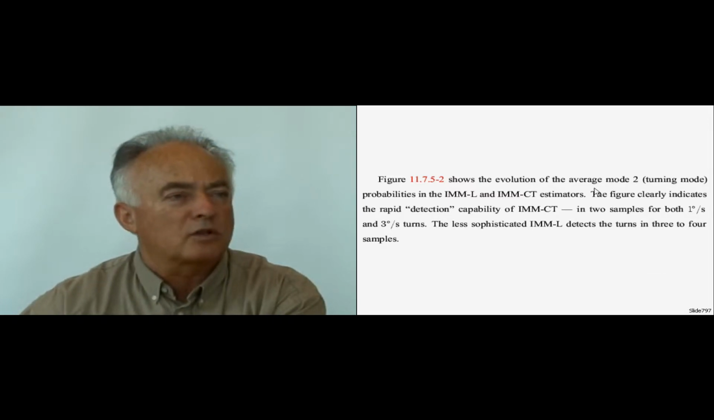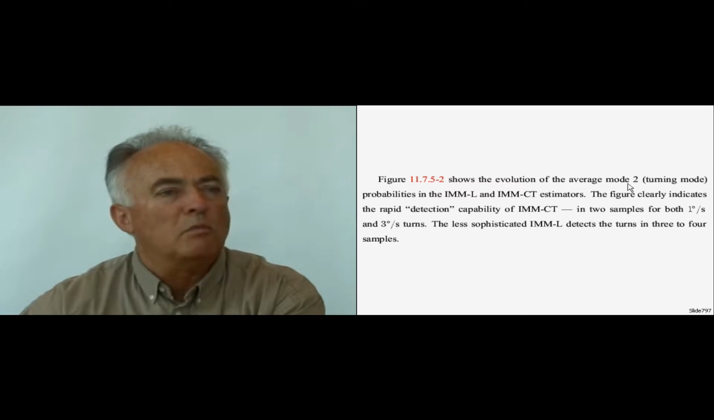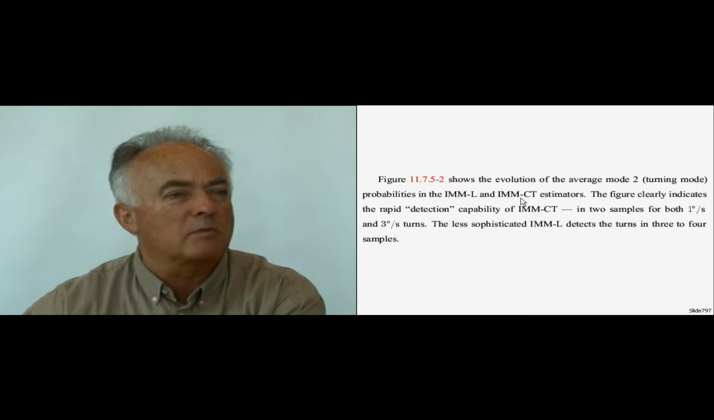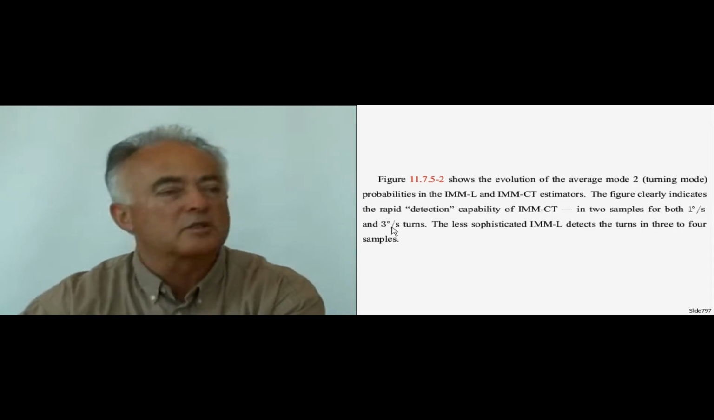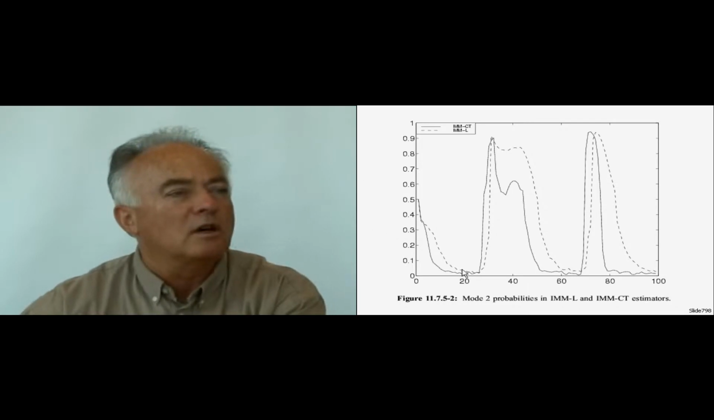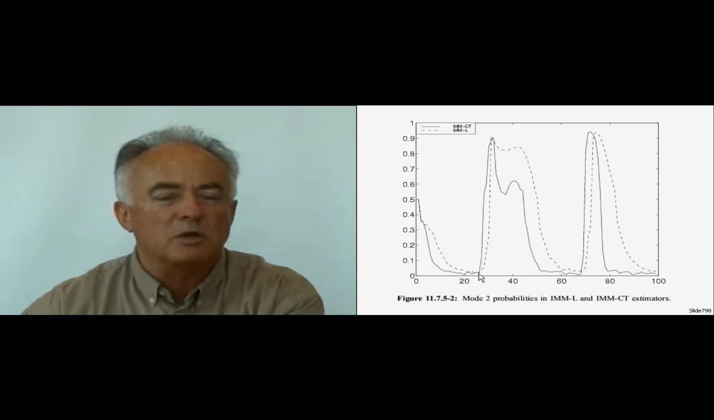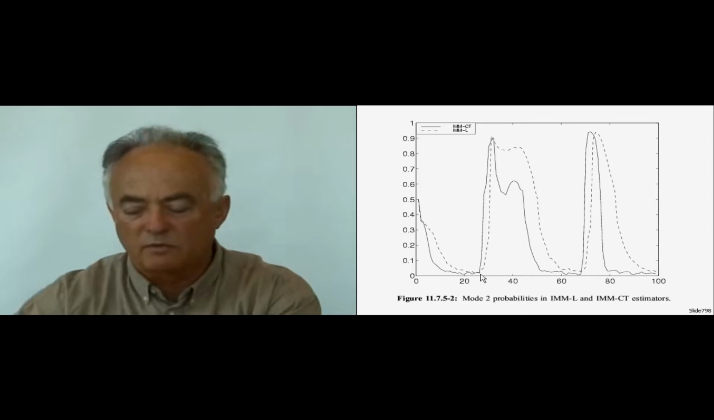We have next the evolution of the maneuvering mode probabilities for IMM-R and IMM-CT to show the detection capability for the two configurations of the IMM. For both the 1 degree per second and 3 degree per second turns, the IMM-CT detects quite rapidly, 2 sampling times after it starts, the minimum being 1, so the delay is 1 for the IMM-CT.